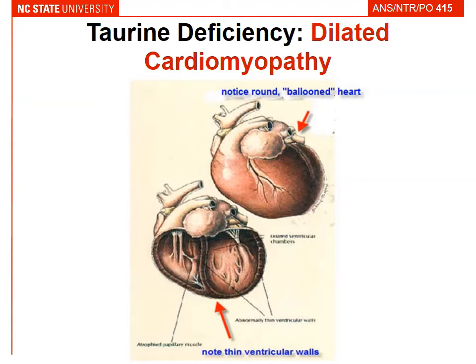So here's a schematic of the dilated cardiomyopathy. You can see the ballooning of the heart. Hearts are not supposed to be this round. Typically it would be more like that. So it balloons out, and you have these very thin walls that develop in the ventricular area. And once that occurs, it can't ever be fixed.